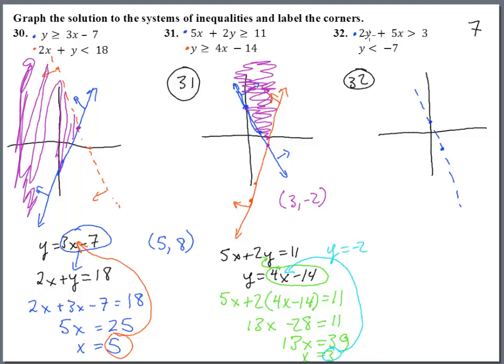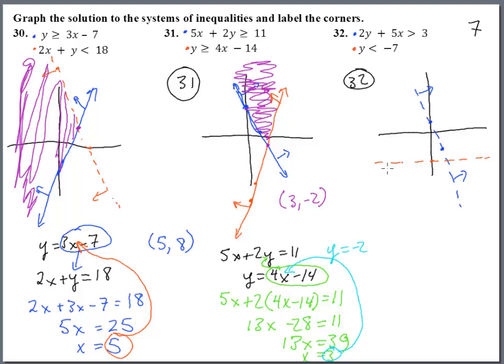And which way are we going? Both of these are greater than, so we should be going to the right or up, and it works both ways. You can also test a point. Something out here will work, or you could test 0, 0, and you would get that 0 is not bigger than 3. Then, the red one, y is less than negative 7. So if here's negative 7, there's the line down here, negative 7. It's going to be a dashed line like that.